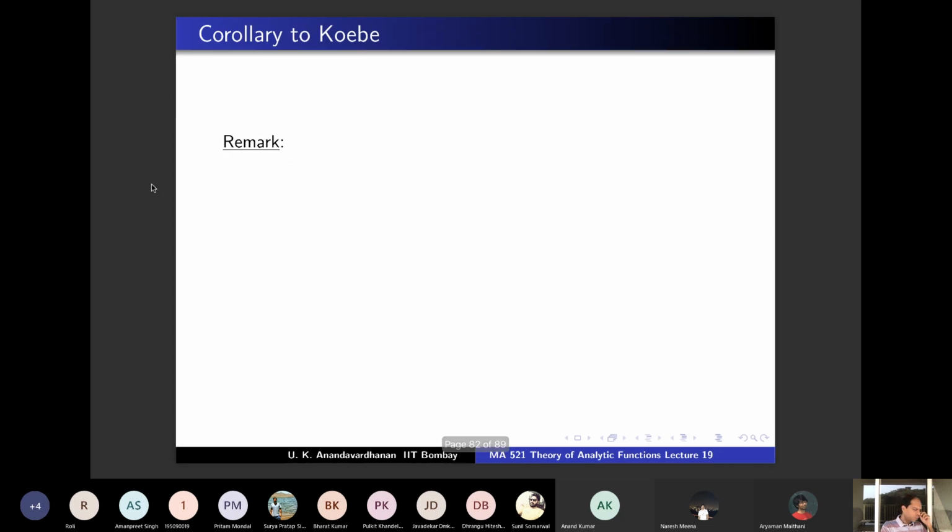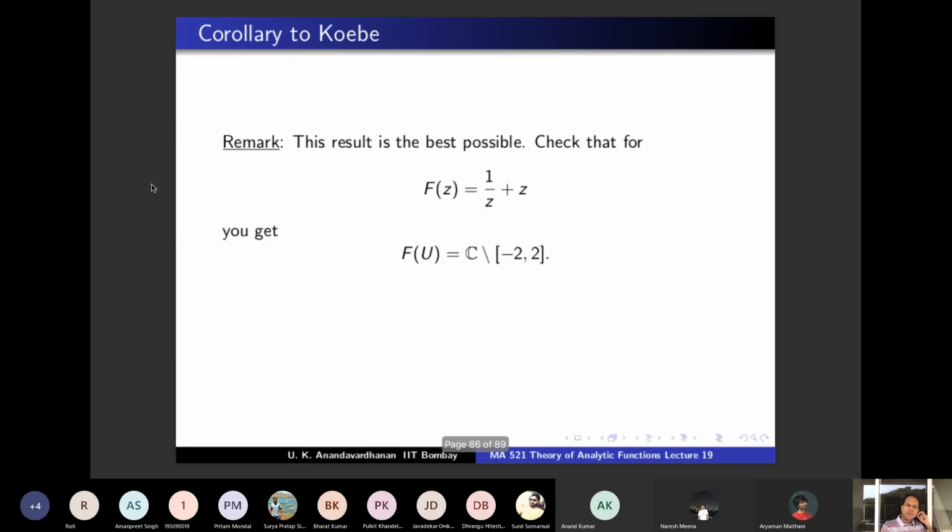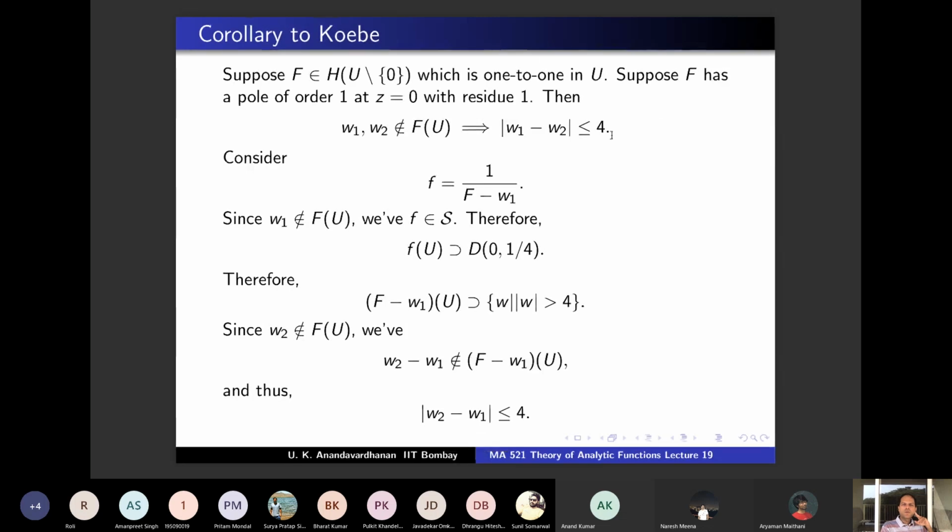Okay, so we'll stop here with two remarks. The first remark is that this result is also the best possible, and I leave it for you to check. For example, you can take the function 1 by z plus z, and in order to check this, you can just see that both 2 and minus 2 are not in the image. But more generally, you can check that F of U is the complement of the interval minus 2, 2. So please check this, and therefore this is the best possible. Mod W1 minus W2 less than or equal to 4, you cannot decrease this 4.